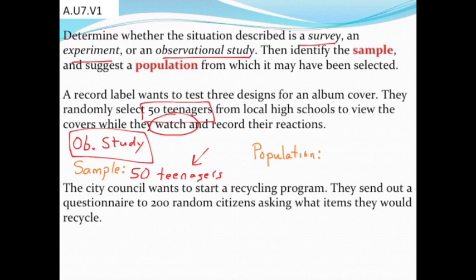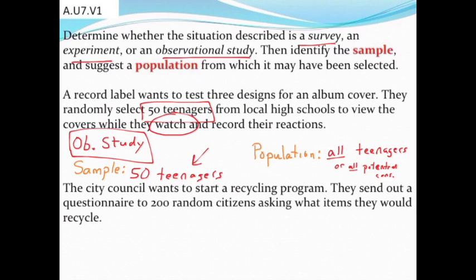I think in this case, it's probably best to say the population might be all teenagers. Or really, if you're thinking about this problem, you may even want to say all people that are interested in buying this album cover. So maybe even all people, or all potential consumers. I'll let you abbreviate that. Potential consumers. Alright, so cool. Let's go ahead and look at one more.